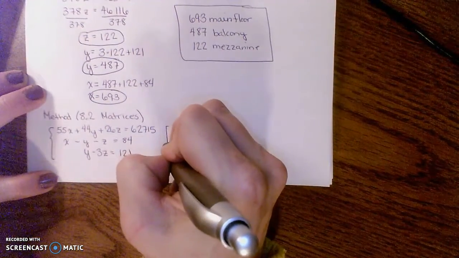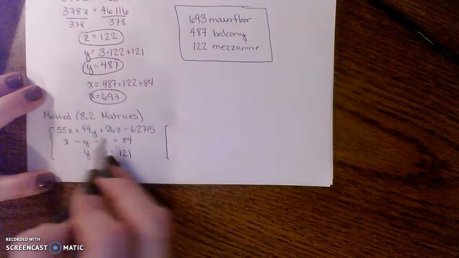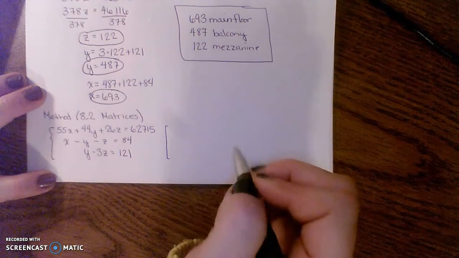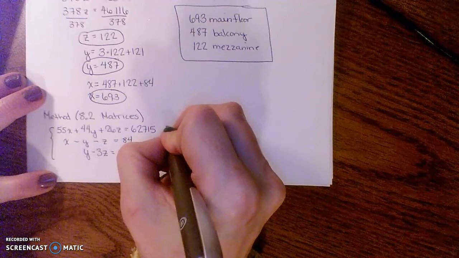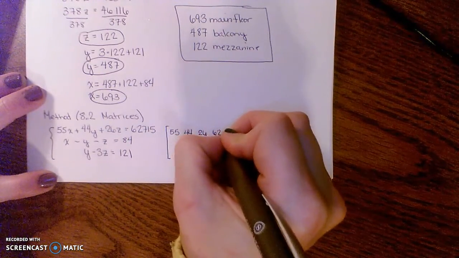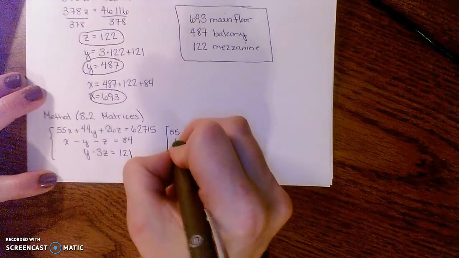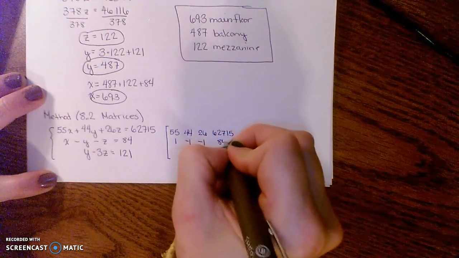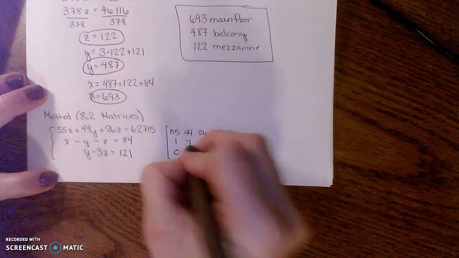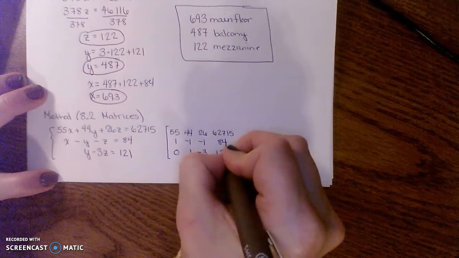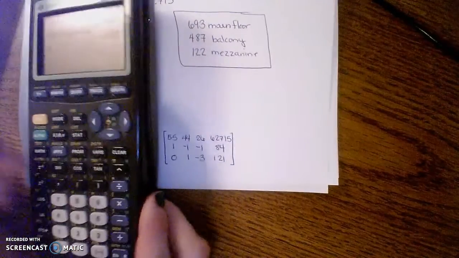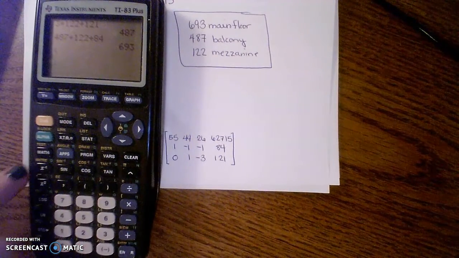So what I can do is put them into a matrix just by using all the x coefficients, y coefficients, z coefficients, and then the number on the other side of the equal symbol. So I've got 55, 44, 26, 62, 715, then 1, negative 1, negative 1, 84. And here I don't see the x, so the coefficient is 0. So 0, 1, negative 3, 121. So there's my matrix. And I will put that matrix into my calculator by using the matrix button.